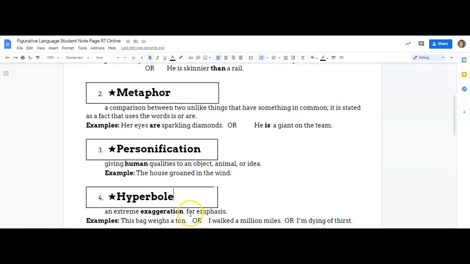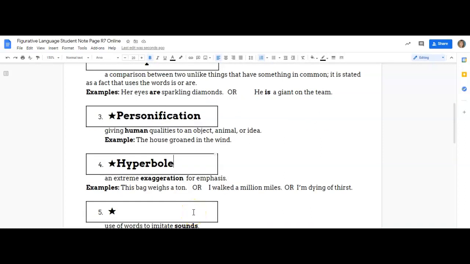Another example would be this bag weighs a ton, if you're talking about somebody's suitcase. I walked 1,000,000 miles. Those can't actually happen. I'm dying of thirst. You're not actually dying. And if you are talking about actually dying of thirst, you're stranded in the desert, in that case, that's literal language. You're no longer speaking in figurative language. This next one is onomatopoeia, and I'm going to be tested on how to spell it.